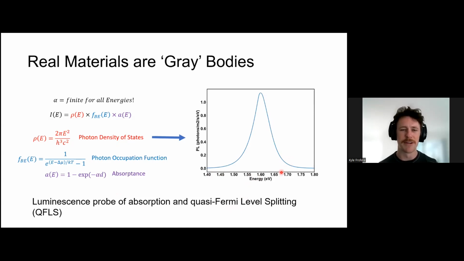This is quite nice because it means you can measure the photoluminescence spectrum, and with a careful understanding of where all these terms come from, you can pull back out either the absorption spectrum of your material, particularly below the band gap, or this quasi-Fermi level splitting, which is effectively a metric of the maximum voltage that your solar cell could produce. I'll get into that in a minute. But it means that photoluminescence, if you measure it carefully, can be a nice probe for very device-relevant metrics.